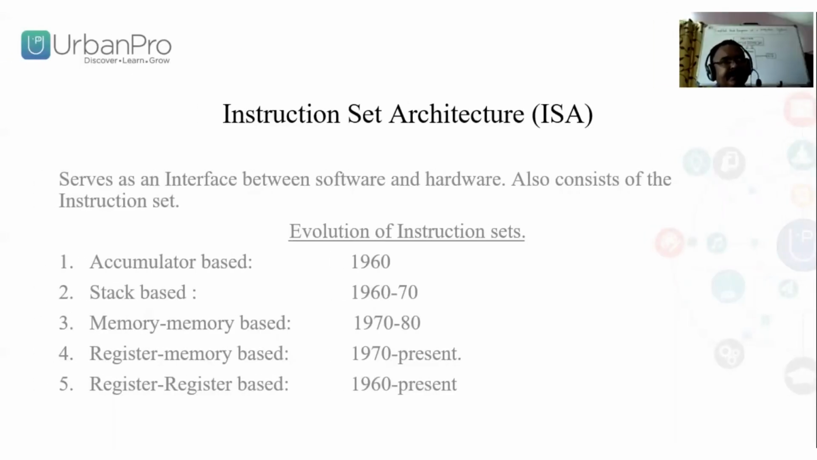So let us now see instruction set architecture. Instruction set architecture serves as an interface between software and hardware. Also, it consists of instruction sets. That means for a particular machine, we have a particular set of instructions. So how did the evolution of instruction sets happen? First, it was accumulator-based, 1960s. Two, stack-based, 1960 to 70. Three, memory-to-memory based, 1970 to 80. Four, register-to-memory based, 1970 to present. Register-to-register based, 1960 to present. Now let us go deeper into what happens in accumulator-based. Suppose we have an instruction, add X.